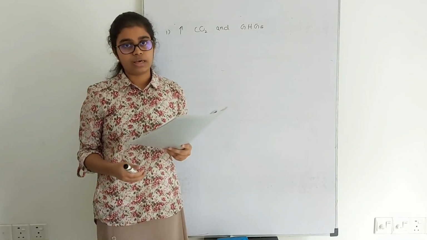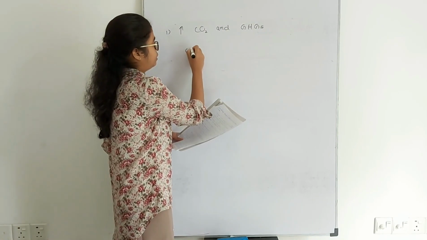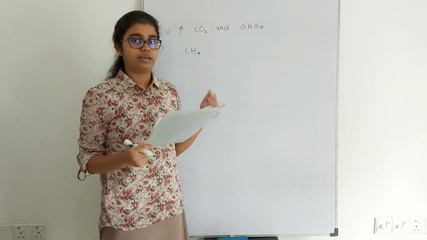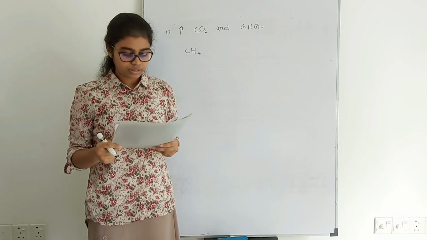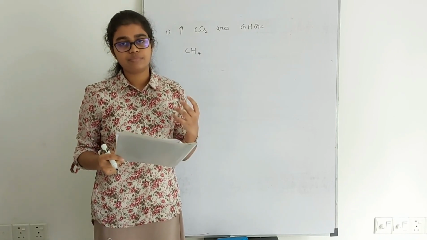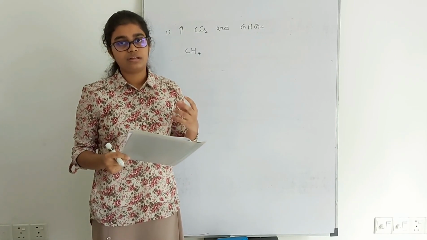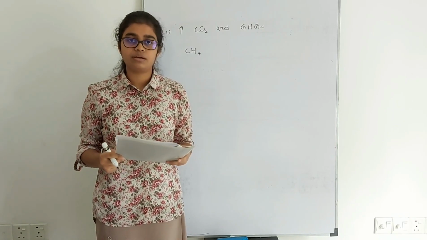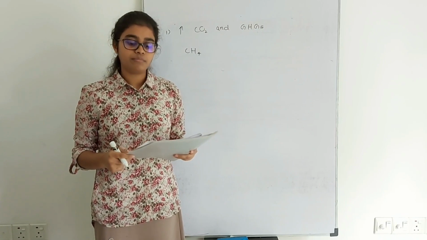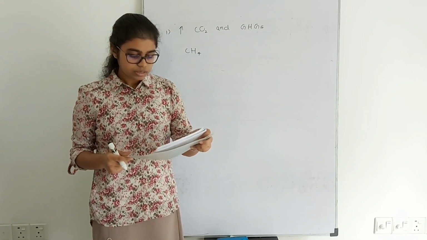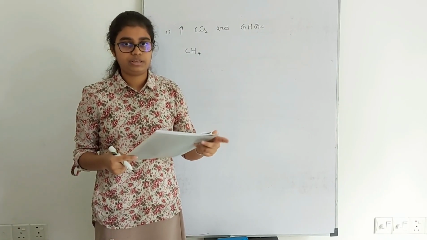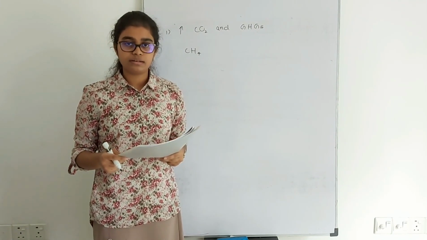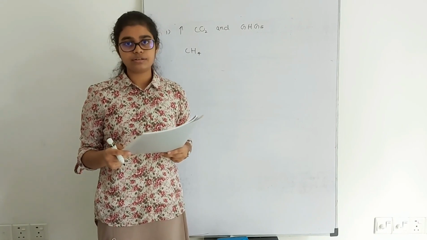The next gas that affects global warming is methane. The quantity of methane in the atmosphere is less than the quantity of carbon dioxide, but it has a very high global warming potential. The main emitting sources of methane are anaerobic decomposition, paddy cultivation, cattle farming, and enteric fermentation.